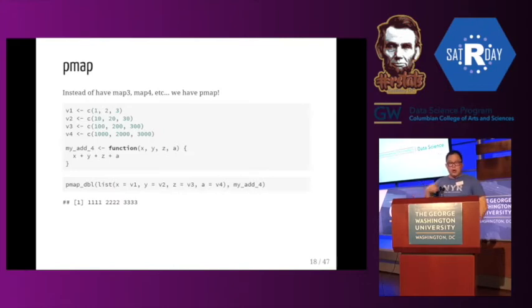So the code is really consistent in all of tidyverse. And the only difference here is you have to pass in a list. So x, y, z, a gets those vectors v1, v2, v3, v4. And then we pass in the function that we want to call.